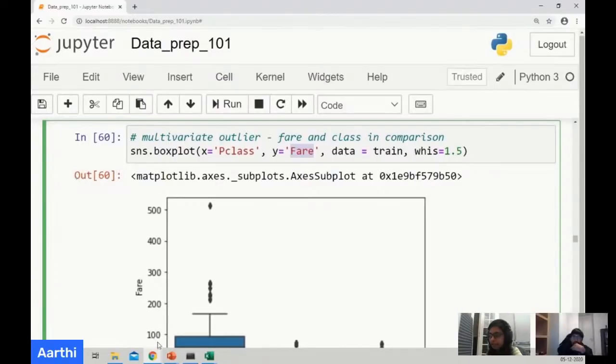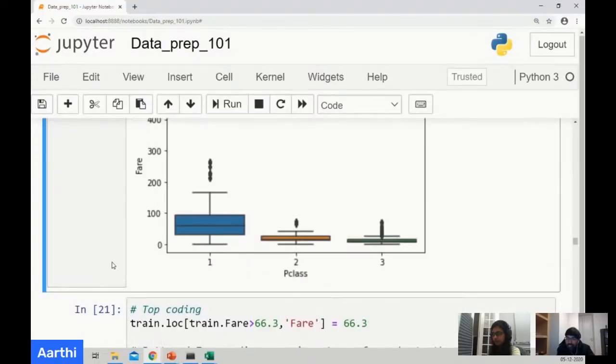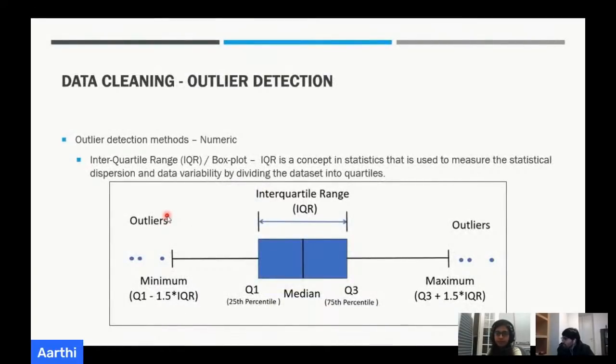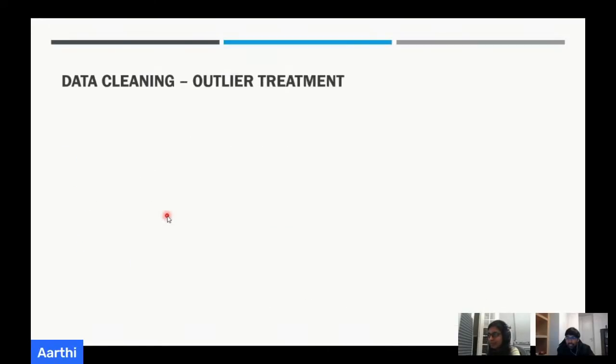Is that clear? Yeah, that's fine. Thanks. Any other question? No, I think we are done with it. We can carry on. And also help me keep a tab on the time as well. Sure.